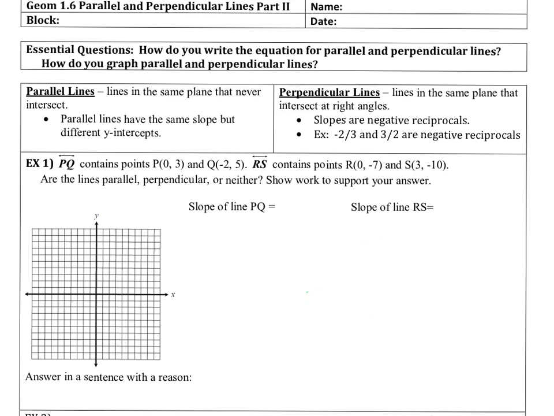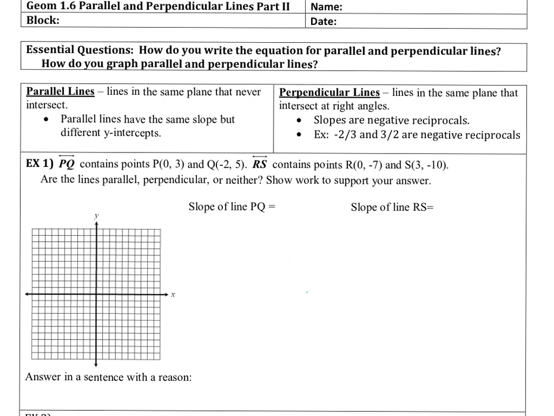Example 1. Line PQ contains points P(0, 3) and Q(-2, 5). Line RS contains points R(0, -7) and S(3, -10). Are the lines parallel, perpendicular, or neither? Show your work to support your answer.